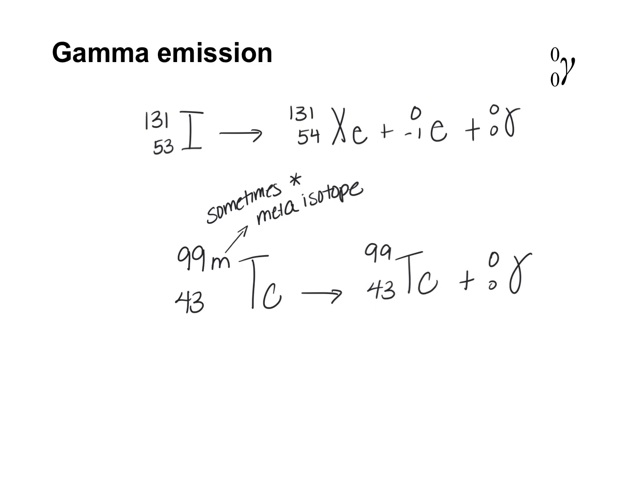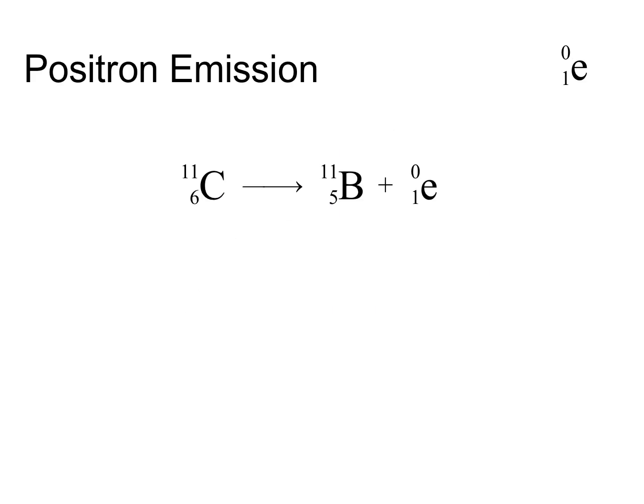Okay. Now, we can also have positron emission. This is where a positron is emitted from a nucleus. And you can see here again, 11 plus 0 equals 11. 5 plus 1 equals 6. I want to remind you, these have the same mass as an electron, but an opposite charge.